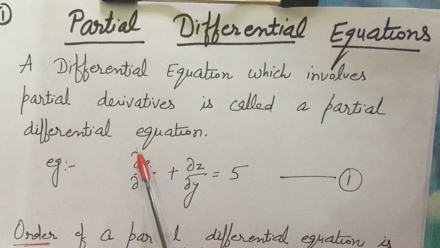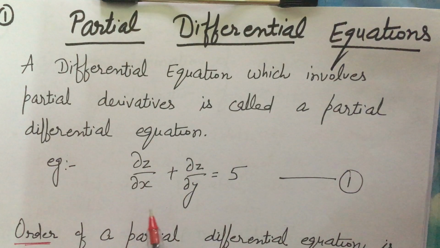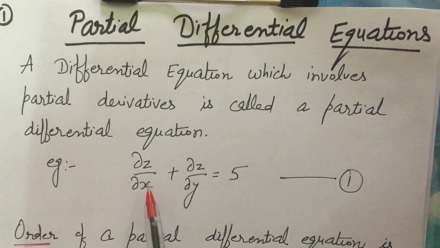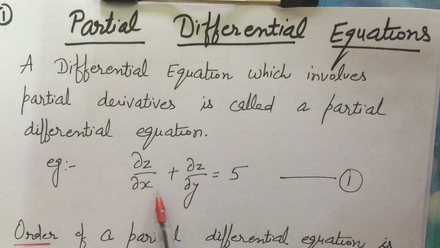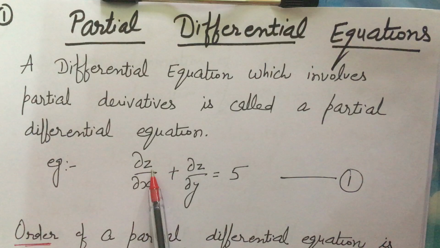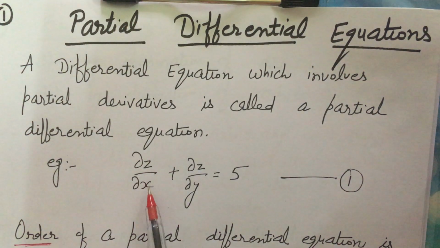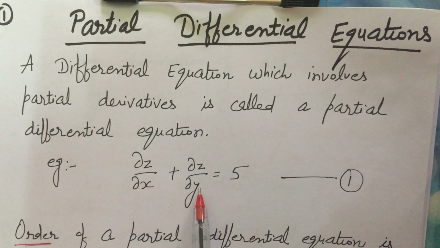In this partial differential equation, we have given this z. It is a function of two variables x and y. z depends upon the value of x and y. x and y are called independent variables and z is the dependent variable. So we can differentiate z with respect to x as well as with respect to y.